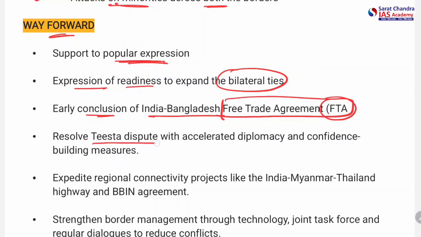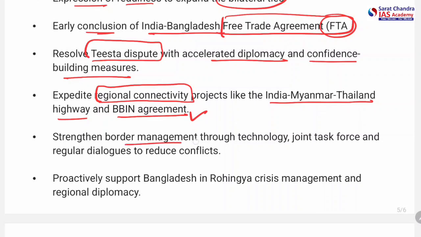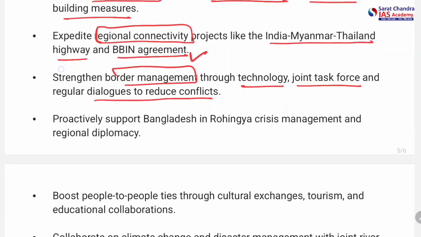Next, we need to resolve the Teesta dispute as soon as possible, through accelerated diplomacy and confidence-building measures. Next, we need to build the regional connectivity projects much faster, like the India-Myanmar-Thailand Highway and the BBIN agreement. These should be completed as soon as possible. Then strengthen border management through technology, joint task force and regular dialogue to reduce conflict.